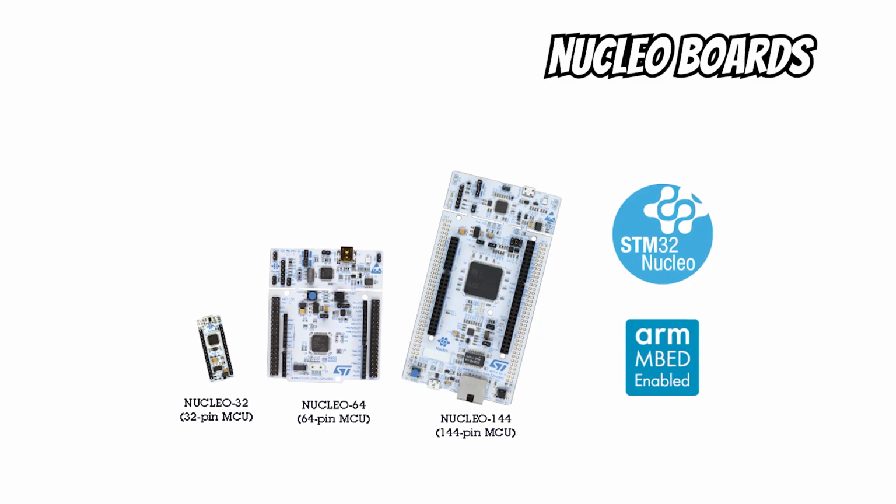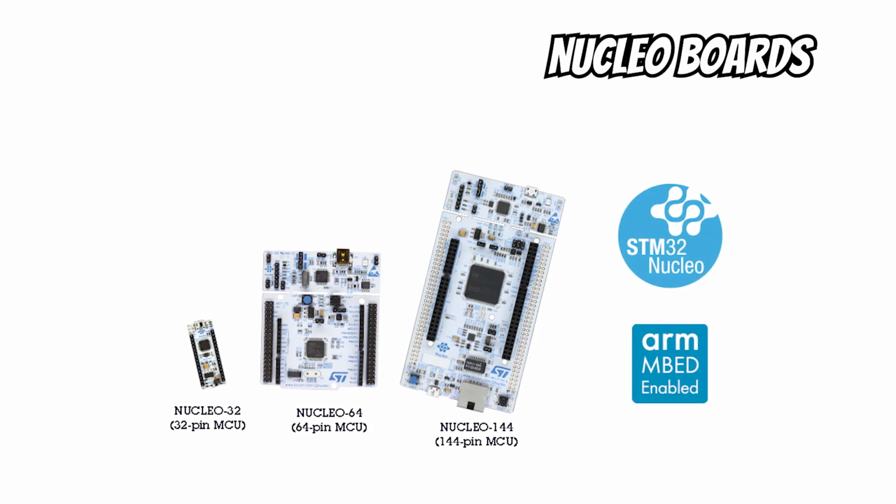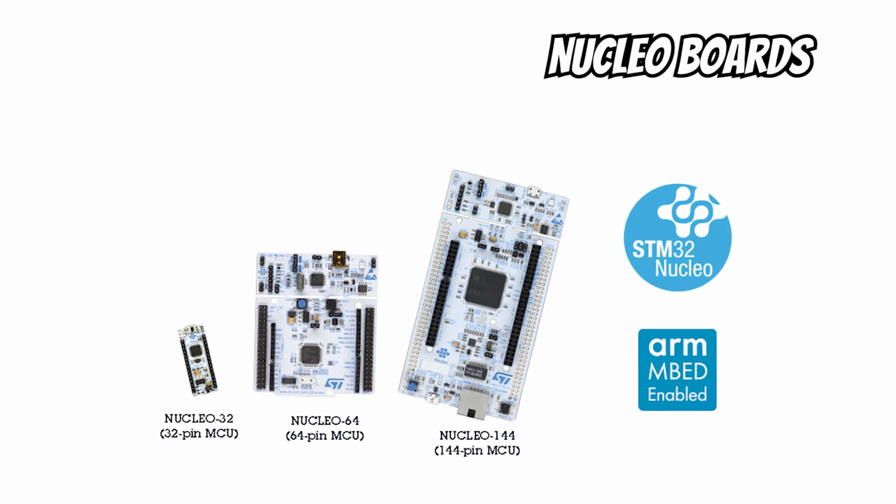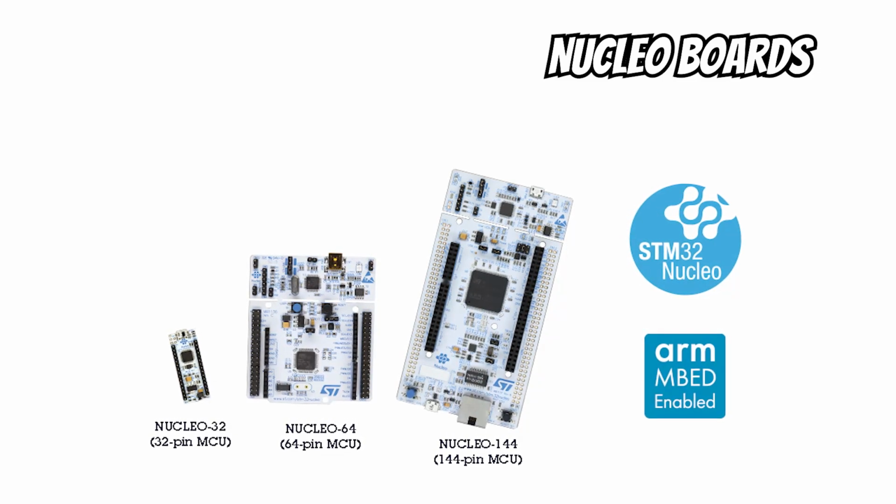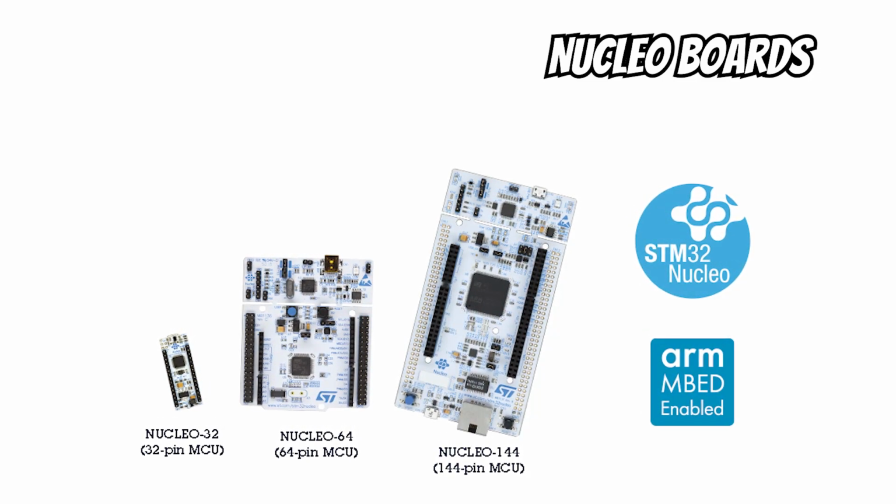So we have three types: the Nucleo 32, Nucleo 64, and Nucleo 144. That just means that the Nucleo 32 boards have 32 pins, the Nucleo 64 boards have 64 pins, and the Nucleo 144 boards have 144 pins. All of these boards are super cheap. You usually can find them for 15, 30 pounds easily.